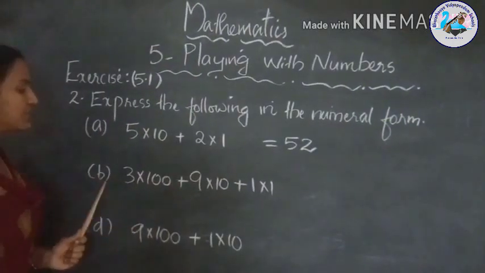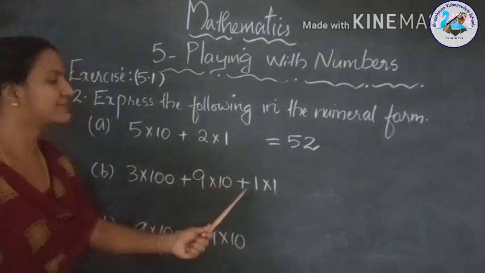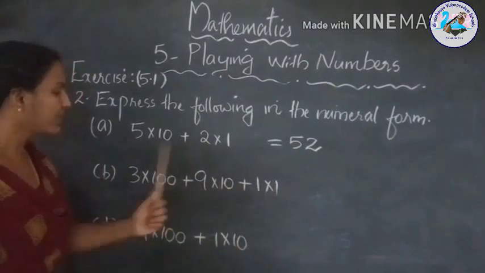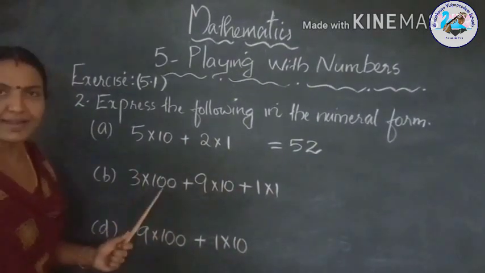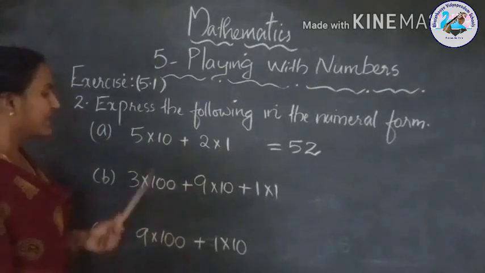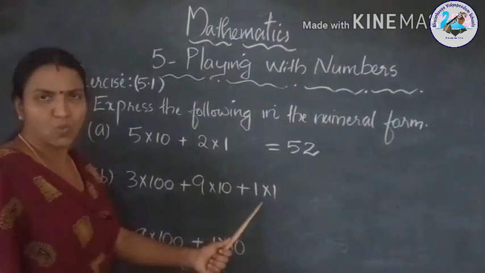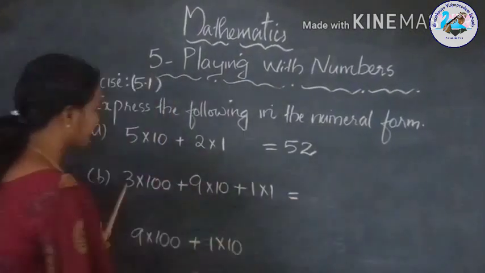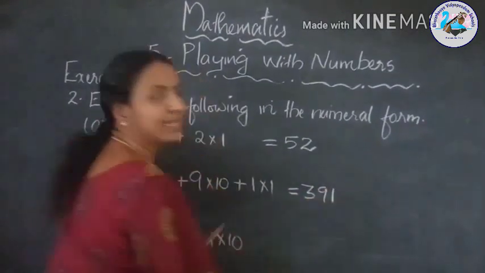The next option, 3 into 100 plus 9 into 10 plus 1 into 1. When we compare with the generalized form of a three-digit number, 100a plus 10b plus c, here a is 3, b is 9 and c is 1. So it is equal to 391.